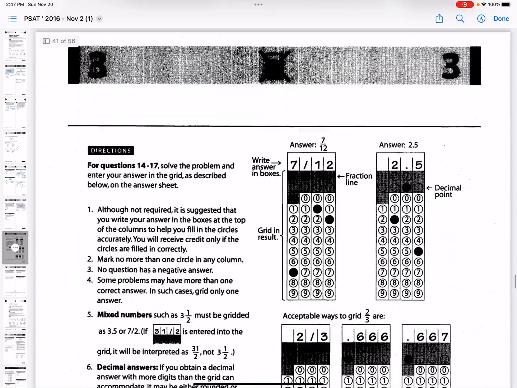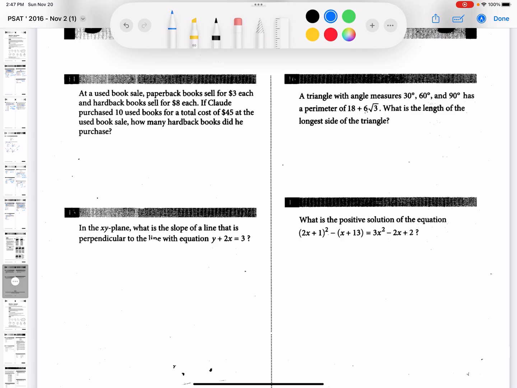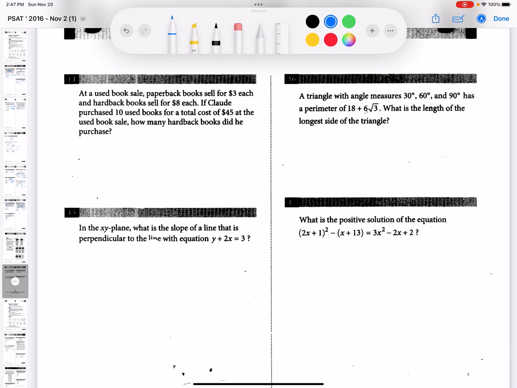Number 14. At a used book sale, paperbacks sell for $3 each and hardback books sell for $8 each, which means 3x plus 8y. Claude purchased 10 books for a total cost of 45, so 45 goes with this, and x plus y is equal to 10.